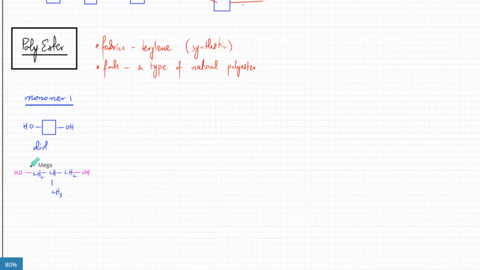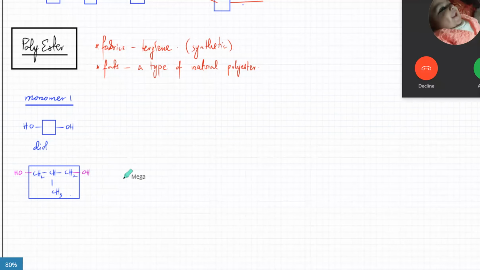The box represents that I don't care what's in the middle. The box is just an oversimplification, since I don't know or even care what's in the middle part, as long as it has two OH groups on both sides.